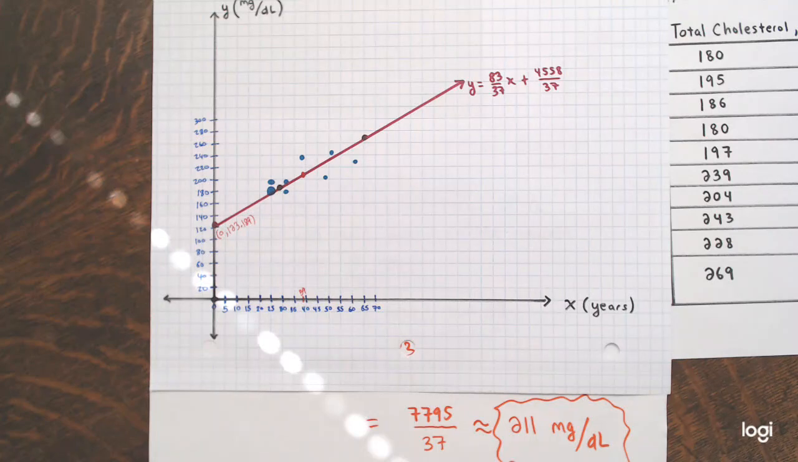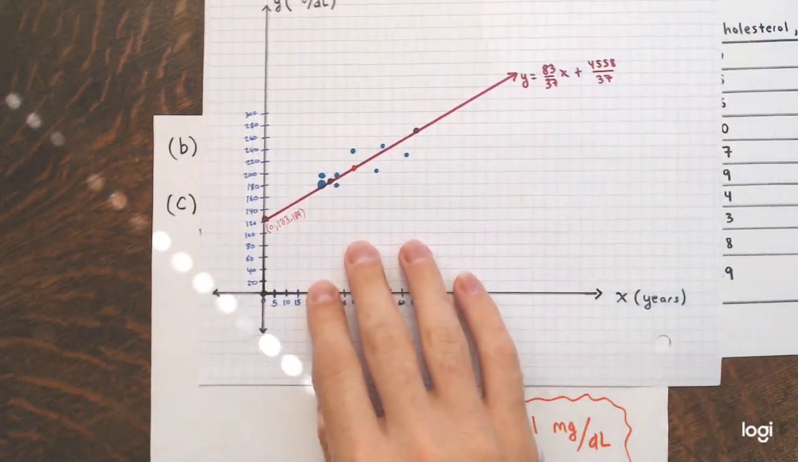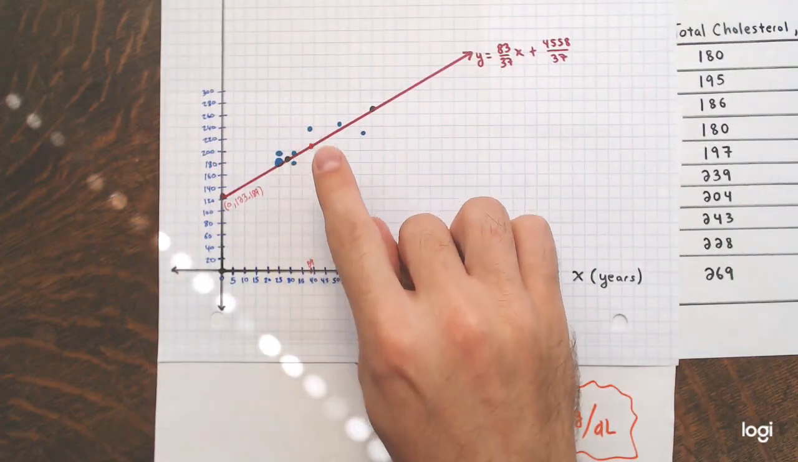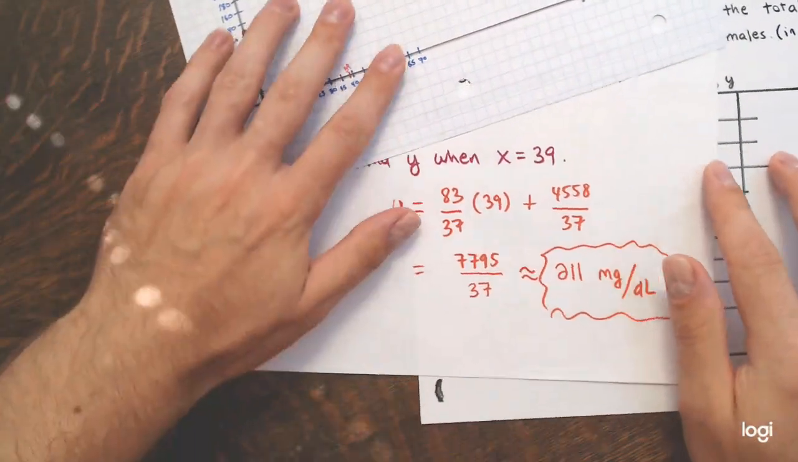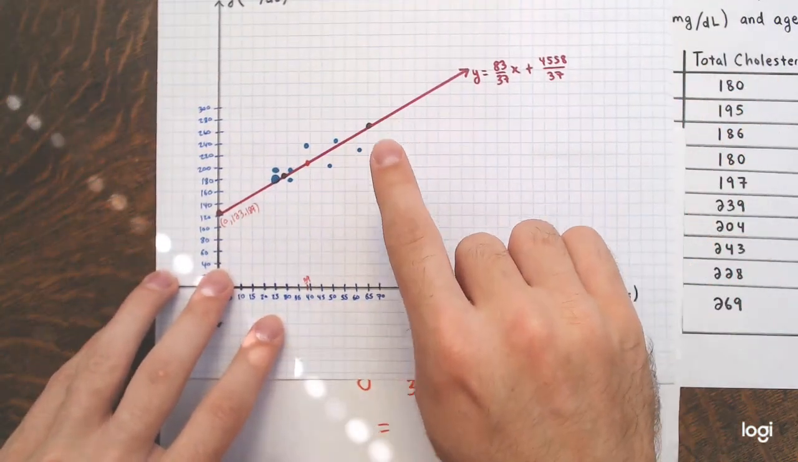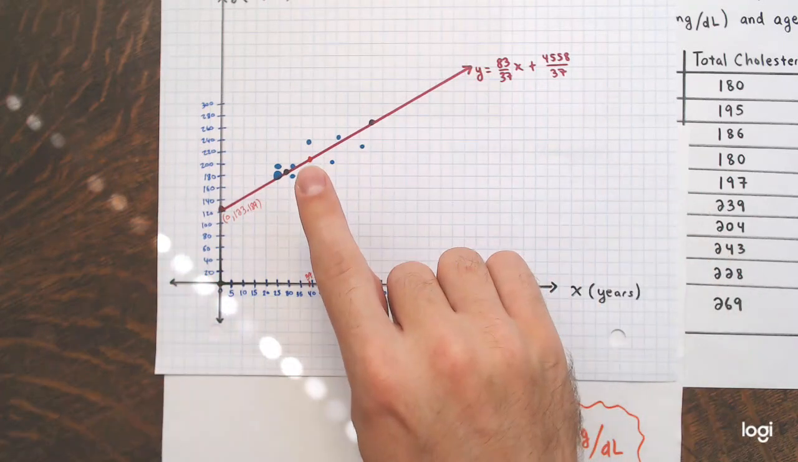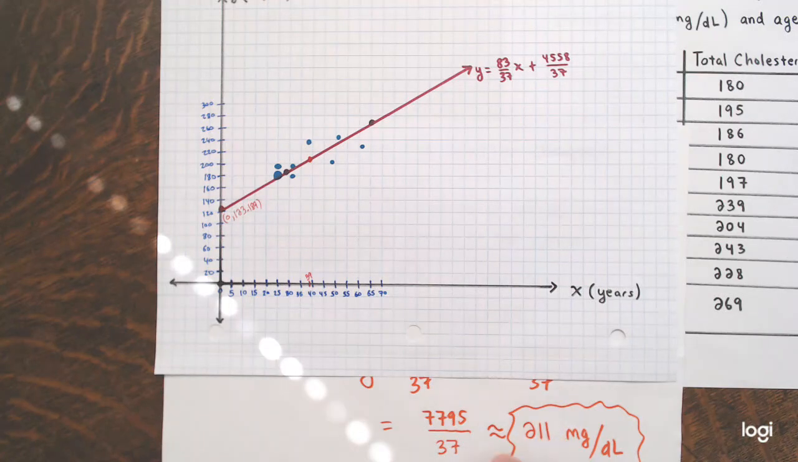Now that doesn't mean that a person who's 39 years old is going to have a cholesterol level of 211 milligrams per deciliter. This is just a prediction, right? That was the key to this. The word predict is in there. You're guessing, based on this table of data over here, based on what these 10 points are doing, we guess that a 39-year-old man would have a cholesterol level of about 211 milligrams per deciliter.